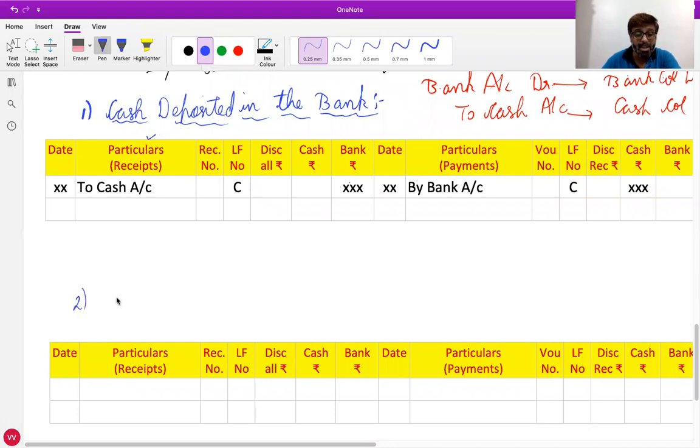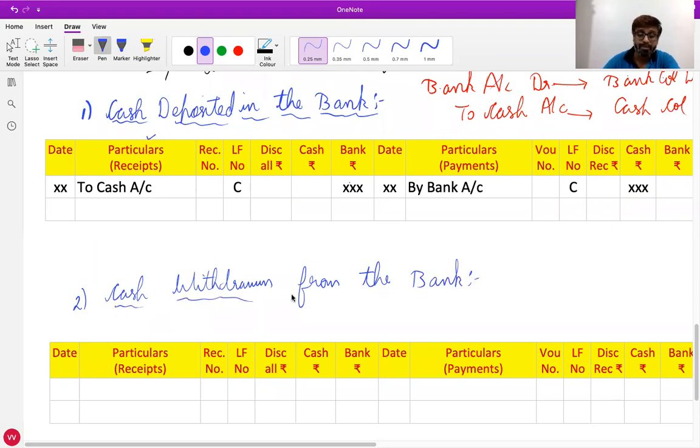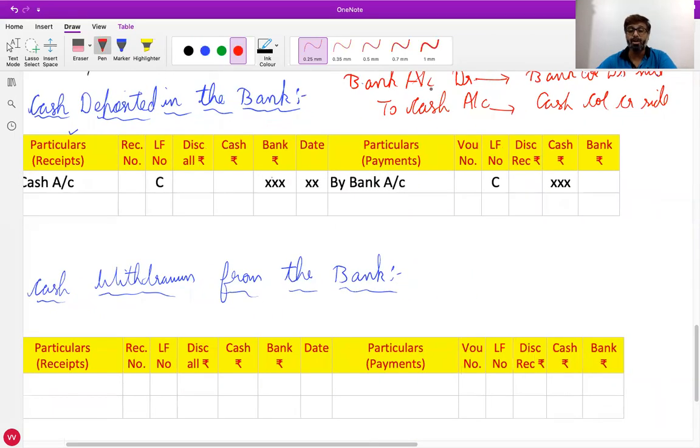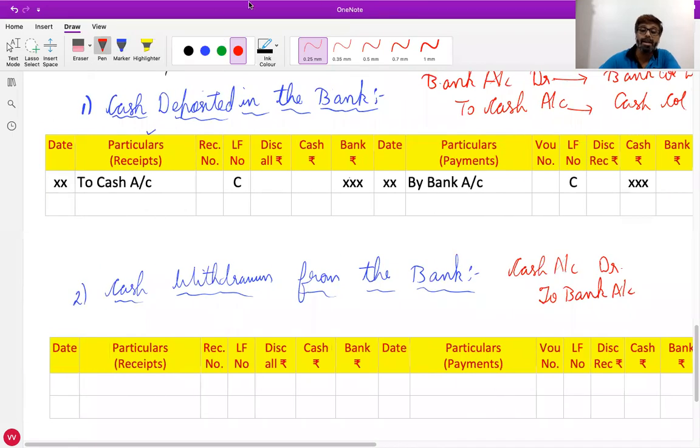Now, the second example of a contra entry is cash withdrawn from the bank. What is the journal entry if cash is withdrawn from the bank? Cash comes in, debit what comes in, so cash account debit. Bank is the giver, credit the giver, to bank account.